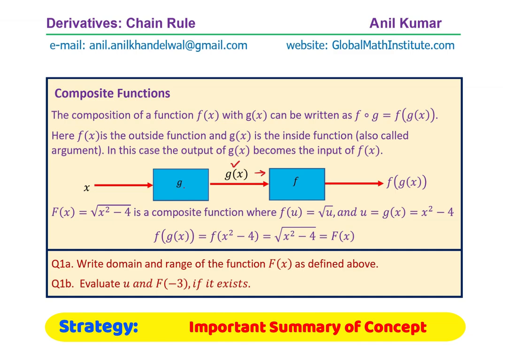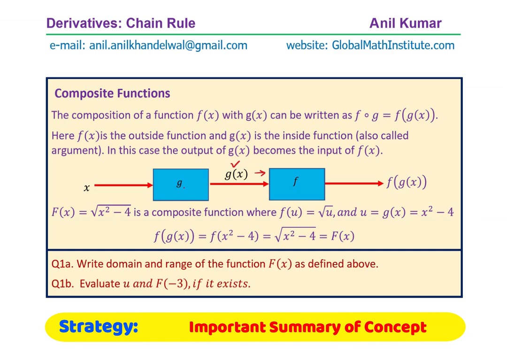Here's an example of a function which is different from what I took. If you have the function square root of x squared minus 4, for example, it can be treated as a composite function, where g of x could be x squared minus 4 and f could be the square root of that. And so you have a composite function. You get the idea. So that is the basics.